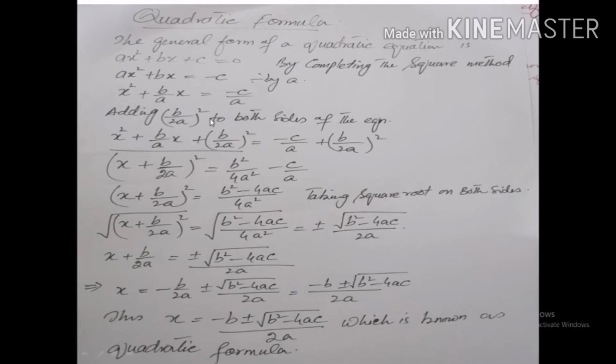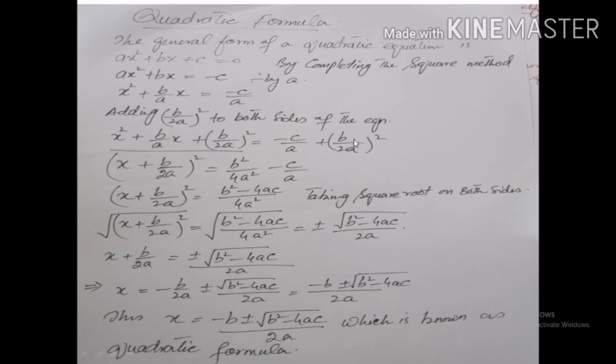Next, to complete the square, add the square of half of the coefficient of x, that is (b/2a)². By adding (b/2a)² to both sides of this equation, we get a complete square. So this becomes x² + (b/a)x + (b/2a)² = −c/a + (b/2a)². So the left side becomes a complete square: (x + b/2a)² = and simplify the right hand side.